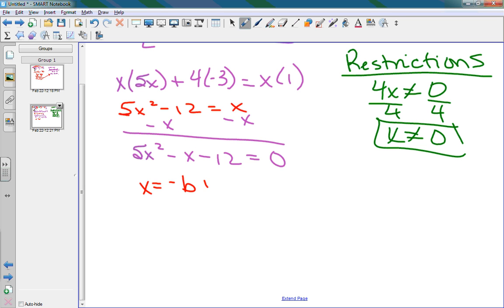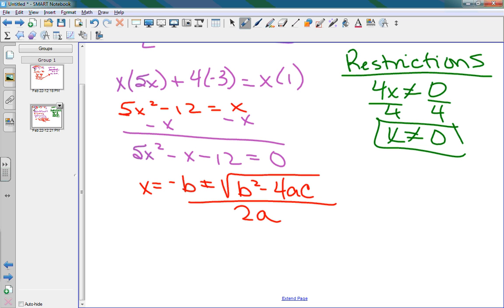X equals negative b plus or minus the square root of b squared minus 4ac all over 2a. So now, with that lovely little thing said, what is A? It's 5. B is negative 1. C is negative 12.